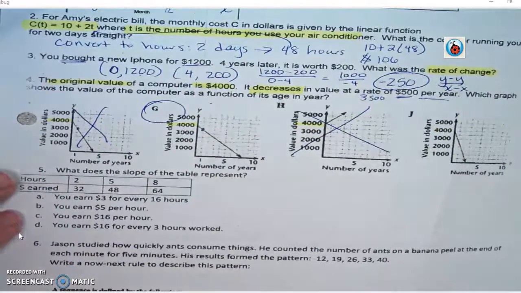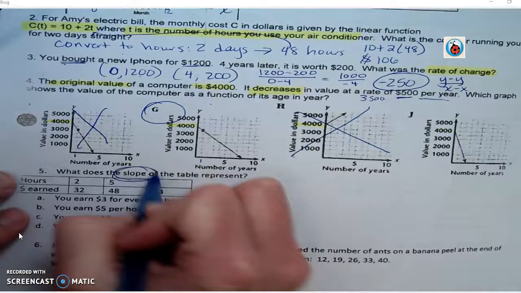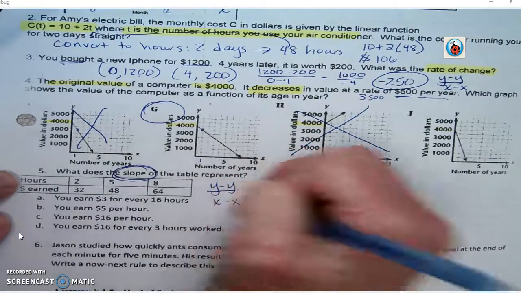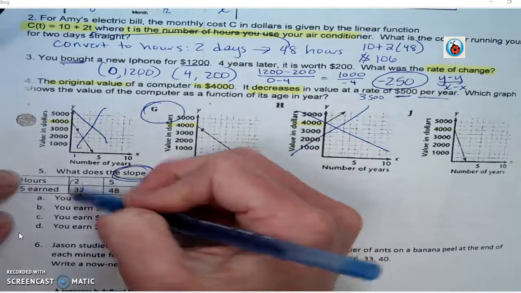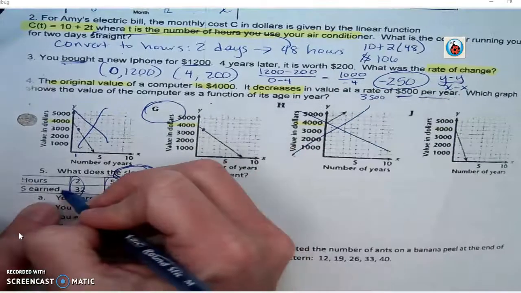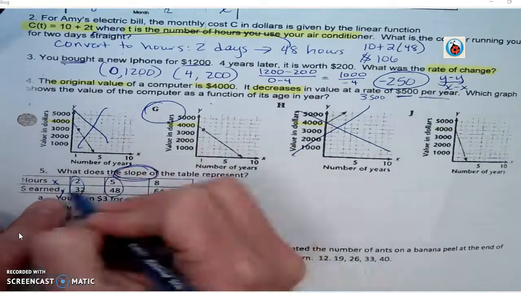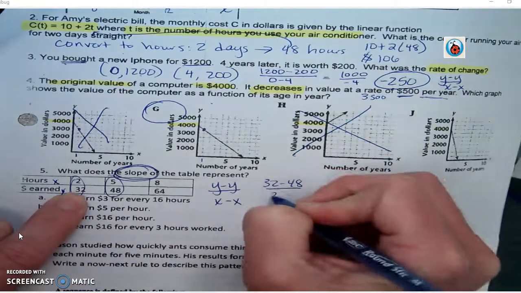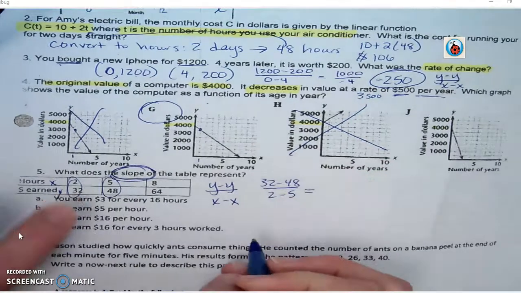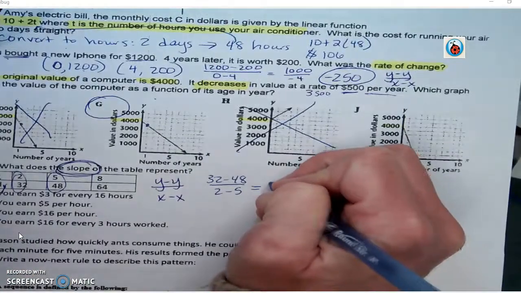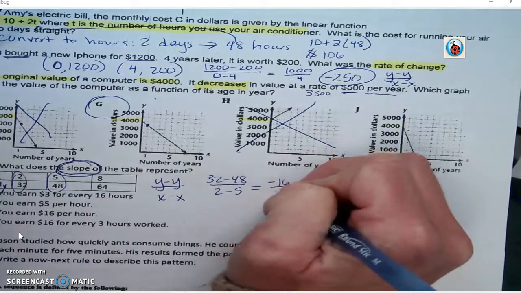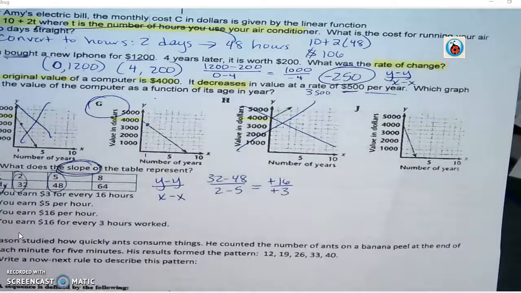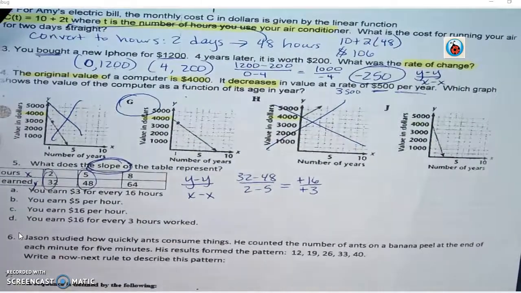Number 5, what does the slope of the table represent? So keyword is slope. Remember, the slope formula is the same thing as rate of change, y minus y over x minus x. So pick 2 points. Those are your y values are on the bottom, x values are on the top. So 32 minus 48, 2 minus 5. That gives me -16 over -3. The negatives cancel out, so you get 16 over 3.